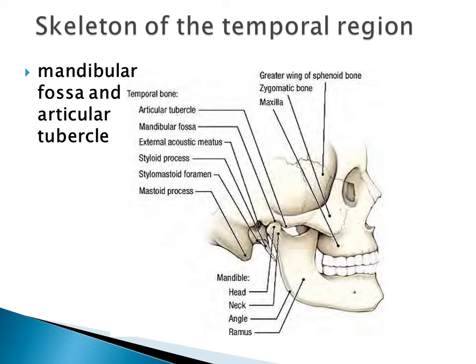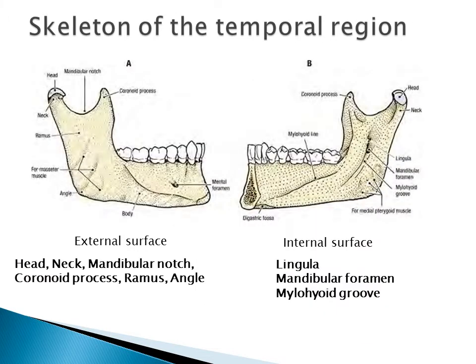Still with the skull handy with articulated mandible, you should be able to identify all of these following features. Here's your articular tubercle, mandibular fossa, the external acoustic meatus, the styloid process, the stylomastoid foramen for your facial nerve, and the mastoid process. If we have a look at the mandible, we can have a look at some of the features of the mandible on the next slide.